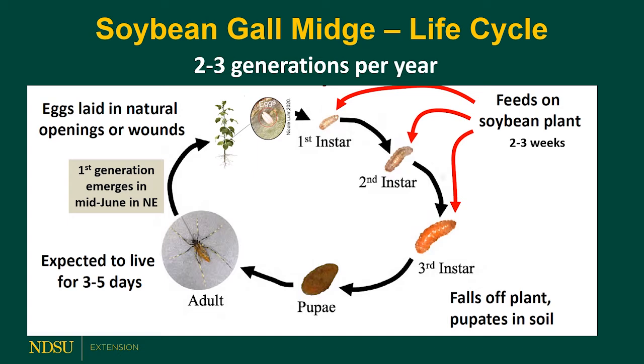The eggs hatch into larvae and they go through 3 different instars, or growth stages, and feed on the soybean plant for 2 to 3 weeks. The early instars are white, whereas the more mature instars are orange to orangish red. Once they're mature, they'll fall off the plant and pupate in the soil. And then the cycle will repeat itself. For the last generation occurring in the fall, they will overwinter as larval cocoons or pupae in the soil.